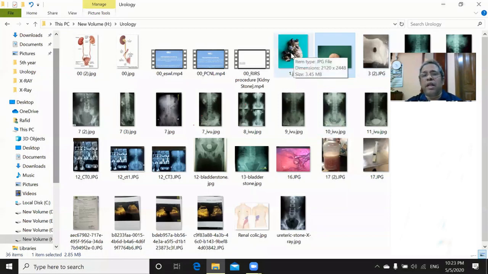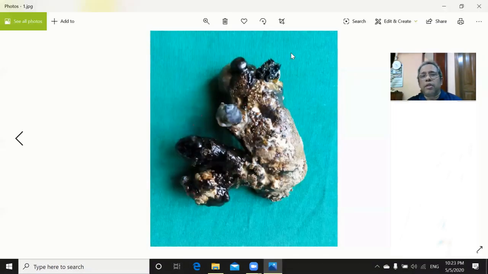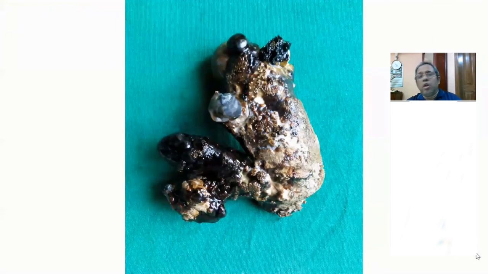So, what are the types of renal stones? You see, this is a picture of renal stones. It takes a particular shape. The name of the stone is staghorn calculus. But the types of stones are oxalate stones, phosphate stones, uric acid and urate calculi, cystine calculi, and xanthine calculi.